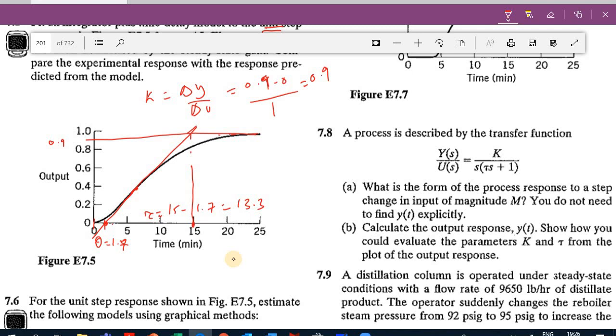So my model is K over tau s plus 1, e to the power of minus theta s. It's going to be 0.9 over 13.3 s plus 1, e to the power of minus 1.7 s. Okay, so that was 7.5, and I think that was a good example. So going to the next problem.